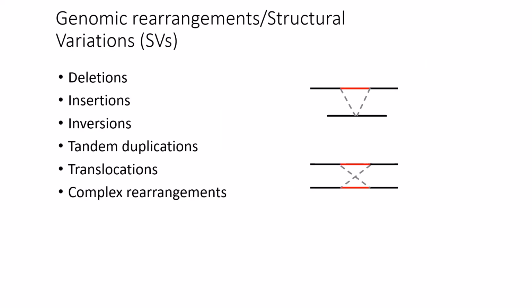Genomic rearrangements are also called structural variations. They are large-scale structure changes of the DNA in the genome. They include deletions, insertions, inversions, duplications, translocations, and other complex forms. For example, if the red fragment of the reference genome is removed, it's a deletion. If it's flipped in orientation, it's an inversion.